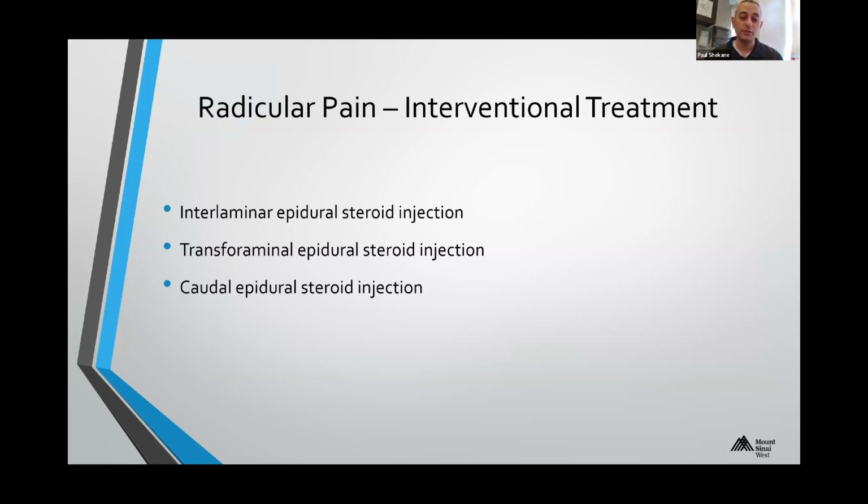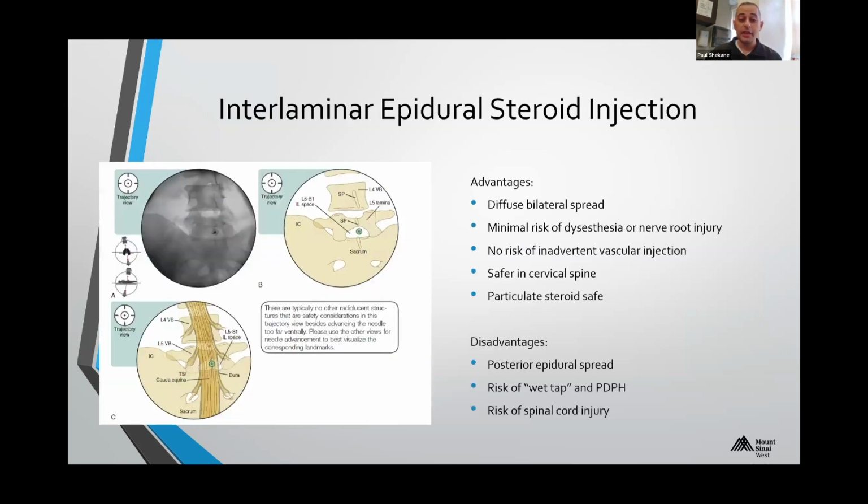So the type of injection we would perform for radicular pain is an epidural steroid injection. We have three ways of accessing the epidural space for epidural steroid injections. We have the interlaminar technique, the transforaminal technique, and the caudal epidural technique. And I'll go over those on the next few slides. The interlaminar epidural steroid injection is our most common epidural performed. As the name implies, we are introducing the needle in between the lamina.